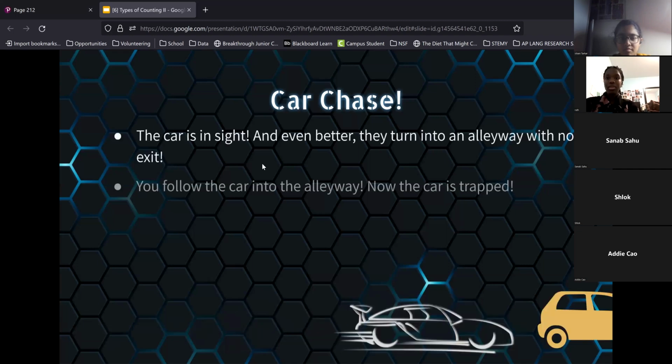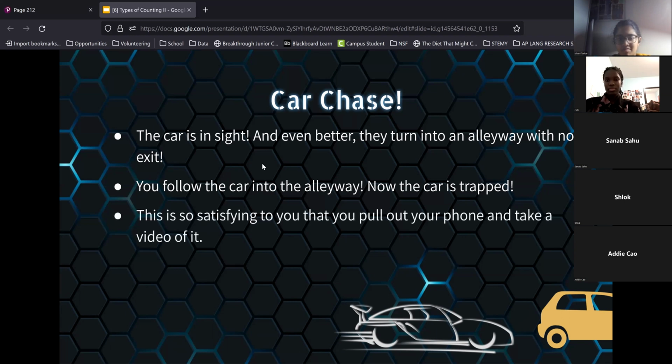The car is in sight, and even better, they turn into an alleyway with no exit. You follow the car into the alleyway, and now the car is trapped. This is so satisfying to you that you pull out your phone and take a video of it.